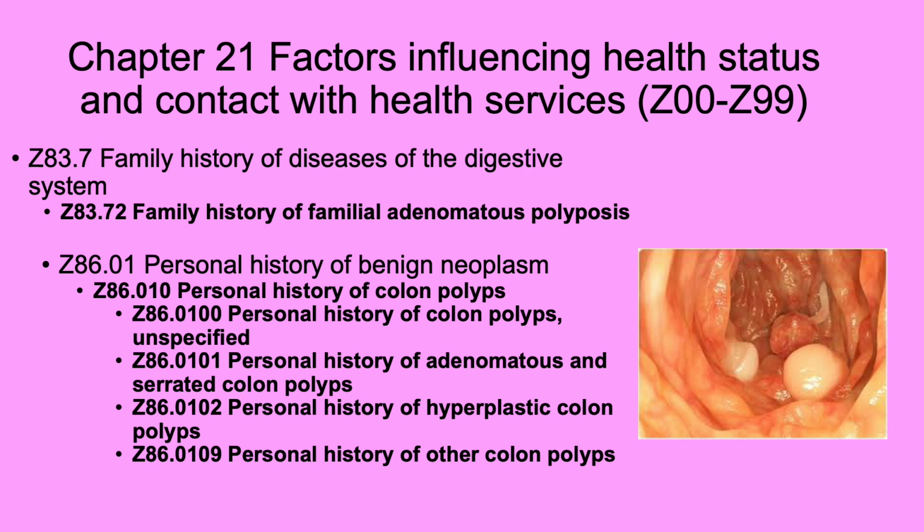So family history of diseases of the digestive system. So they added new codes for family history of familial adenomatous polyposis, and then personal history of colon polyps and different kinds of polyps. Because family history of benign neoplasms could be anything. So they made it more specific that it's polyps or polyposis. More specific.